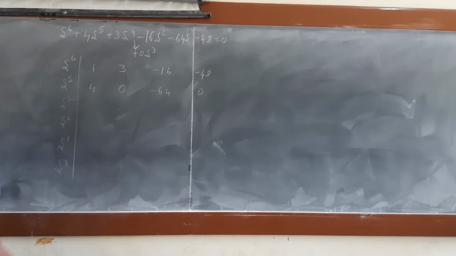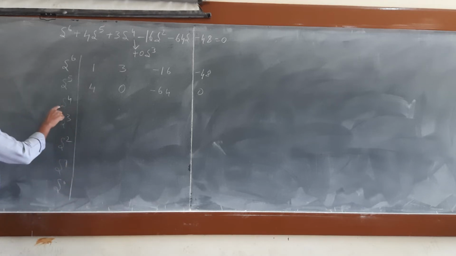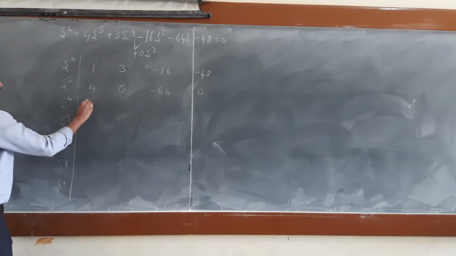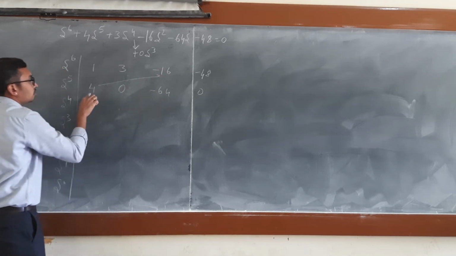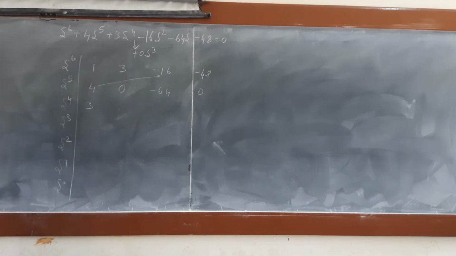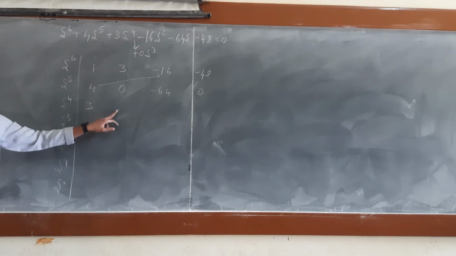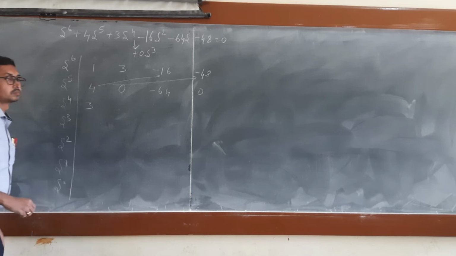S to the power of 6, s to the power of 5, s to the power of 4. So here s to the power of 4 is how much? 3. Correct? Yes, sir. Next, 4 into minus 16 minus 1 into minus 64, divided by 4. How much is this? 0. Please complete the array and let me know the answers.